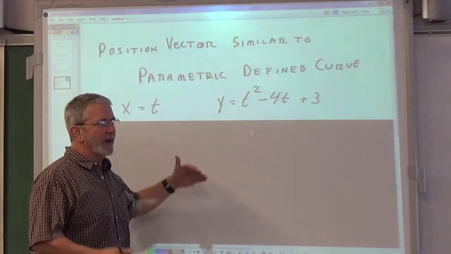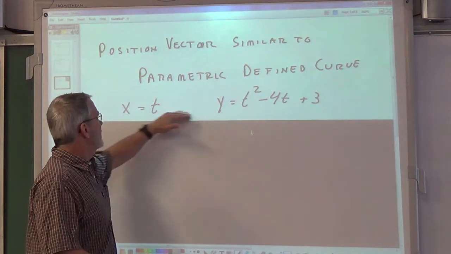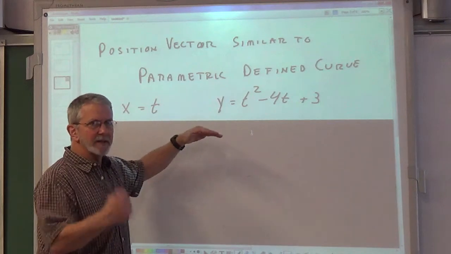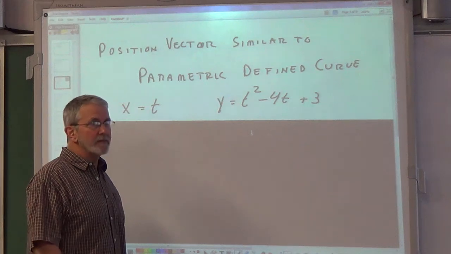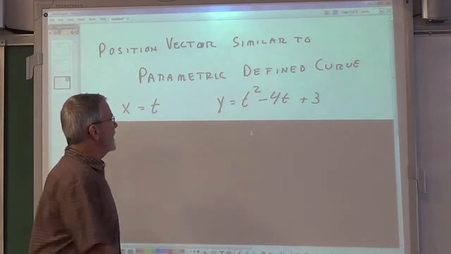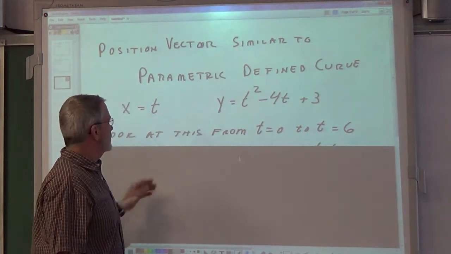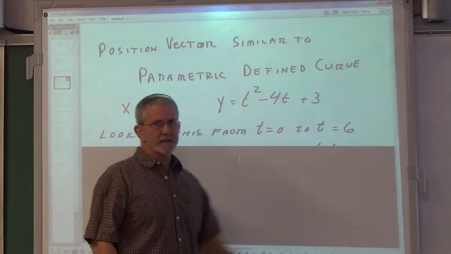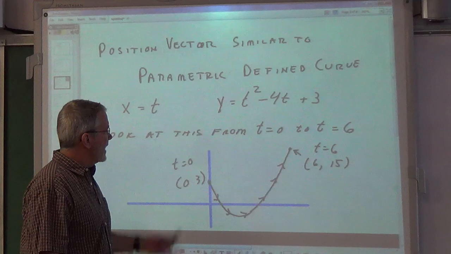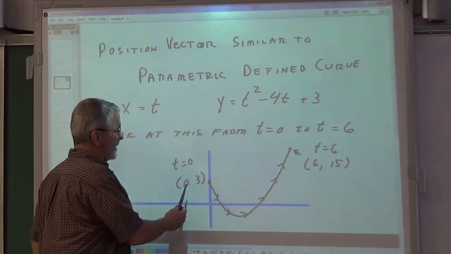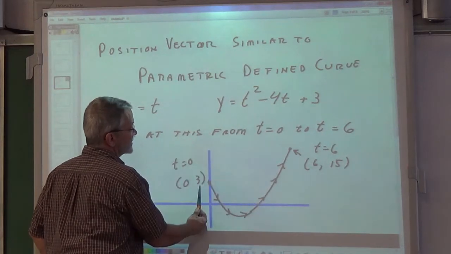Now this is a simple one. I've kept this simple for our discussion. They're going to get a little bit more complicated, but hey, we're familiar with this, and we can knock these parametrically defined curves out pretty simple. Well, the position vector is simply equal to, what we're going to do is we're going to look at this parametric curve from t equals 0 to t equals 6. Okay? Oh, well here's the graph of that. At t equals 0, I have my x coordinate is 0, my y coordinate is going to be 3.